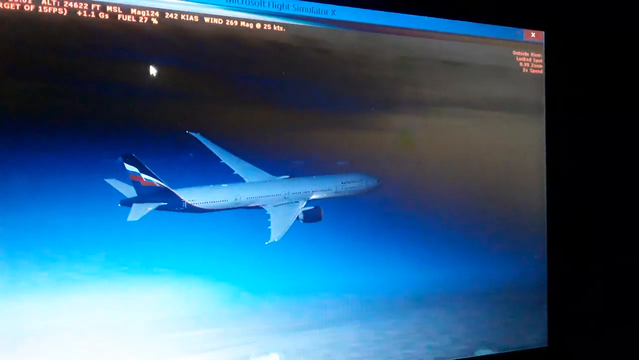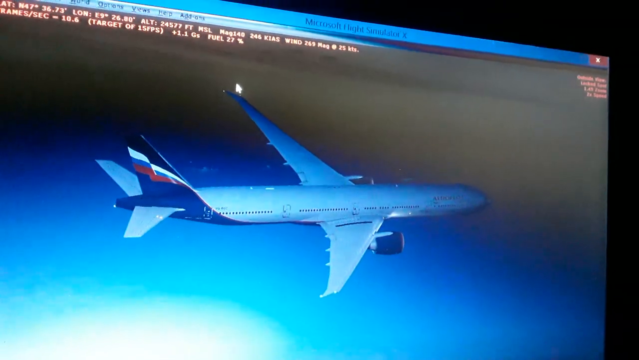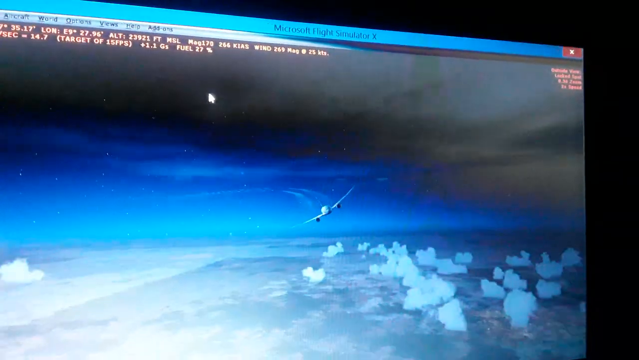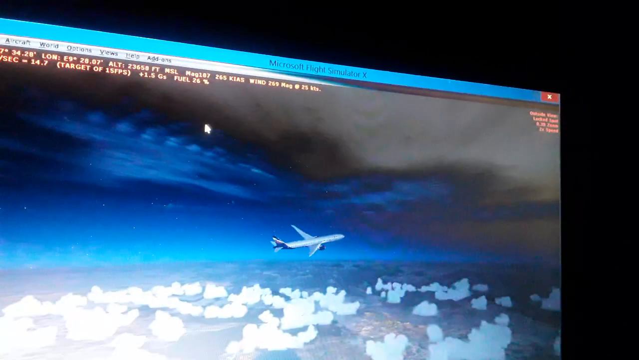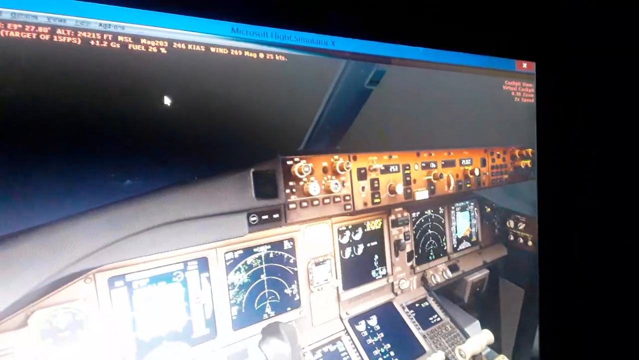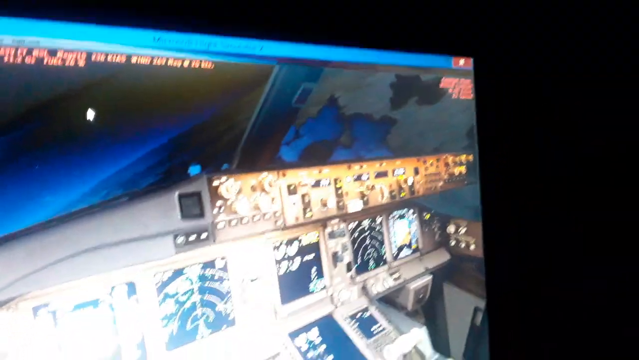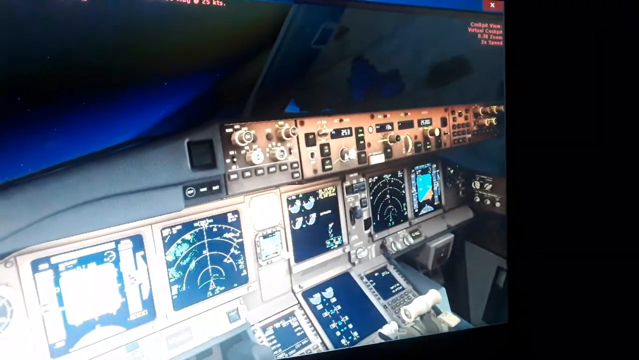So I'm gonna show you a nice view here. I will keep flying. So you can see we cross very close to Germany over here. So we need to retract the flaps and increase the airspeed like this.